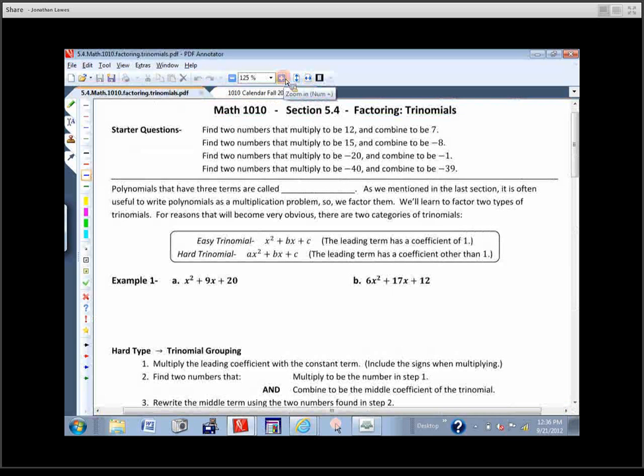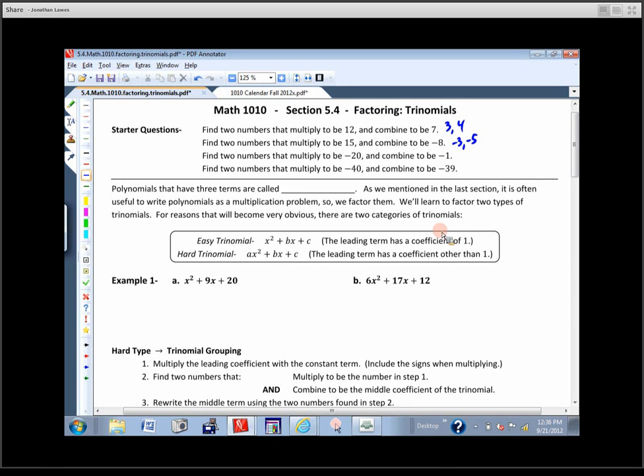You probably started this when you were in pre-algebra or algebra at some point when you were in middle school. So we want to find two numbers that multiply to be 12 that combine to be 7. 3 and 4. Piece of cake, right? Multiply to be 15 combined to be negative 8. Negative 3 and negative 5. Or negative 5 and negative 3. Now those two are pretty easy.